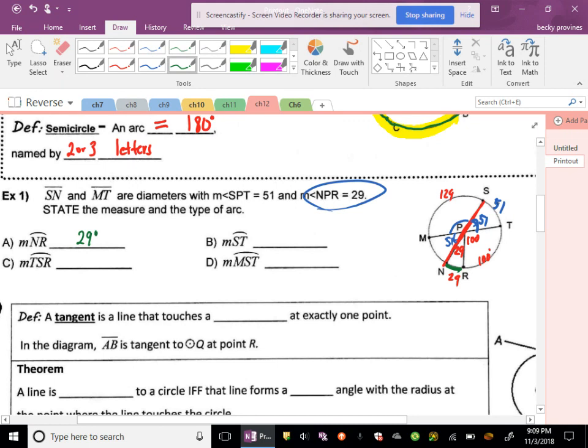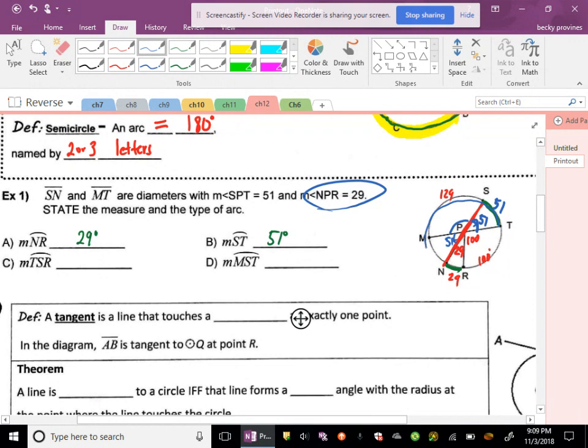B, find S to T. Well, we already did that. That's 51 degrees. Okay, let's find the next one, which is from T to S to R.